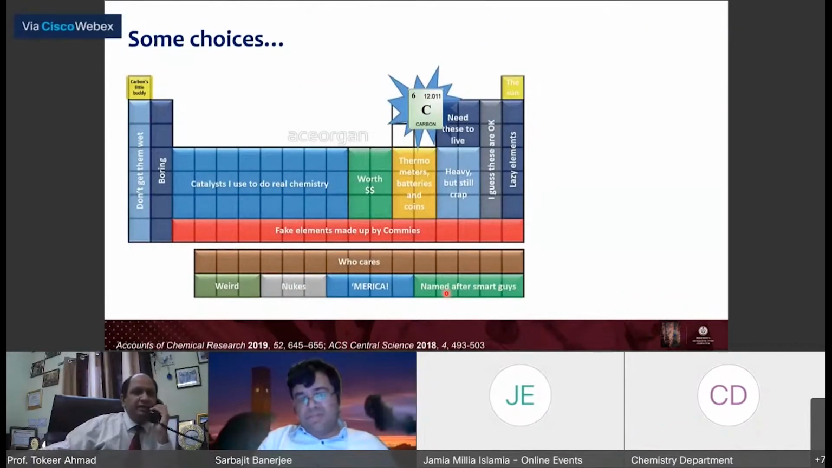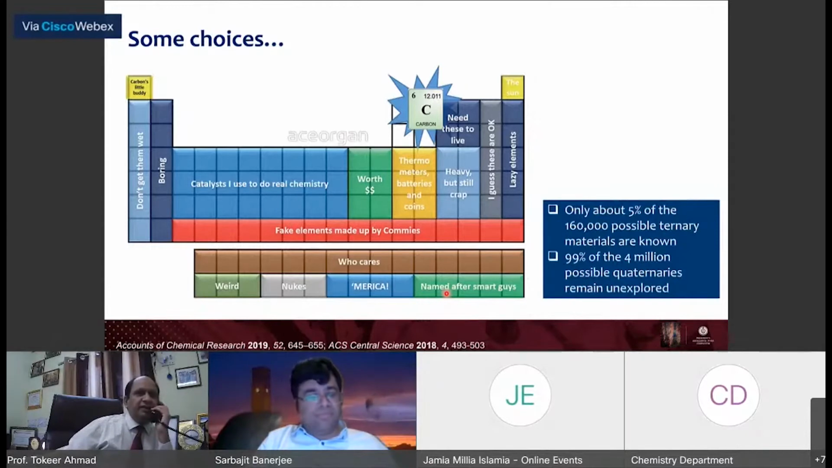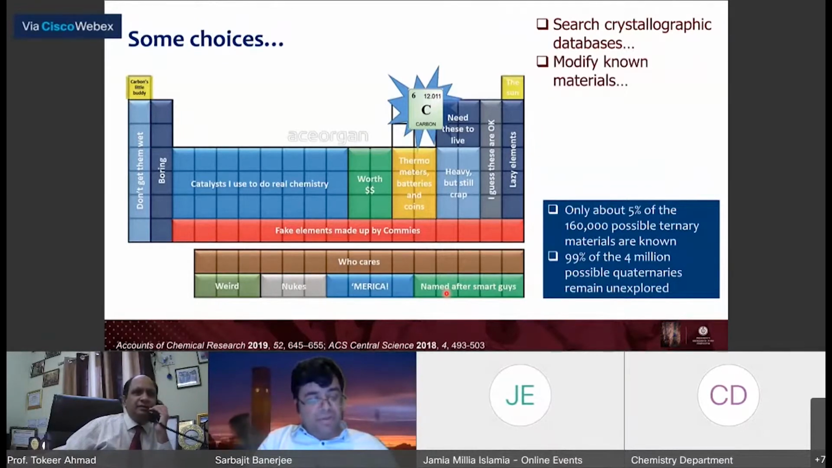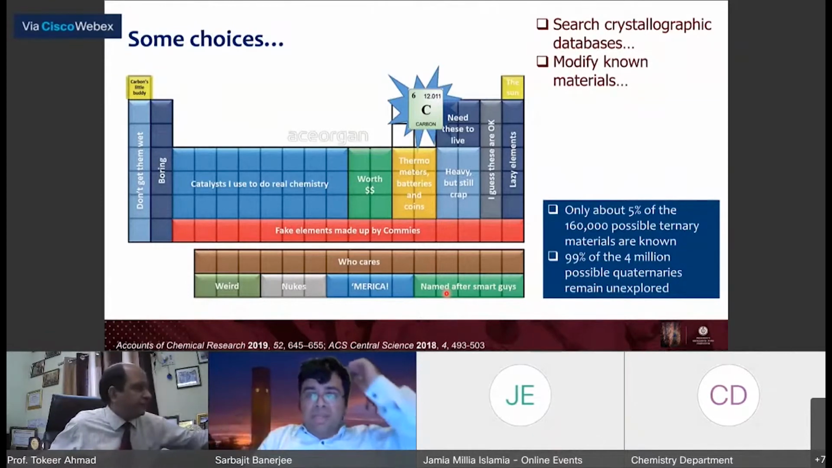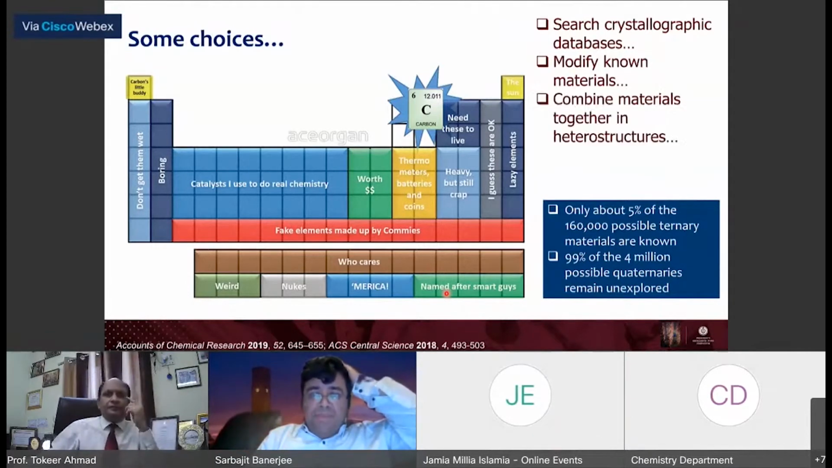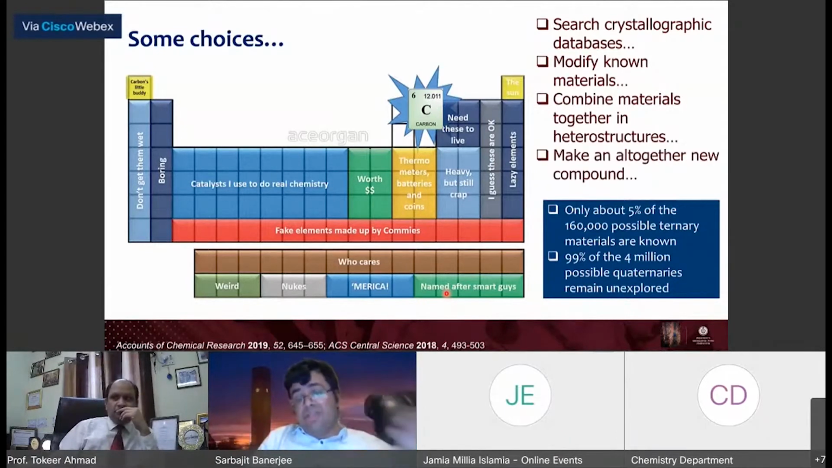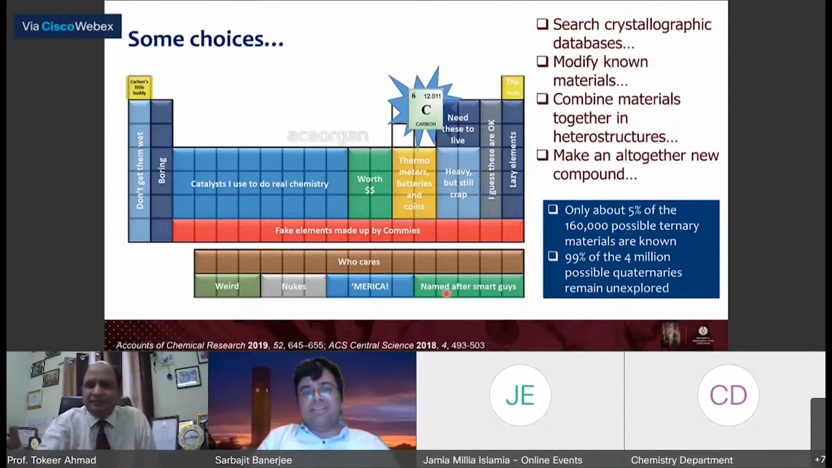And this is a little joke. Organic chemists sometimes use this periodic table. But how do you do this? You can search crystallographic databases. You can modify known materials. You can essentially combine materials together in heterostructures. We talked about composite materials. Dr. Sarma answered the question about this, and it was a great question in the chat. So you can combine materials together and get a material where 1 + 1 is more than 2, right? That's the whole purpose of this. Or you can make altogether new compounds.